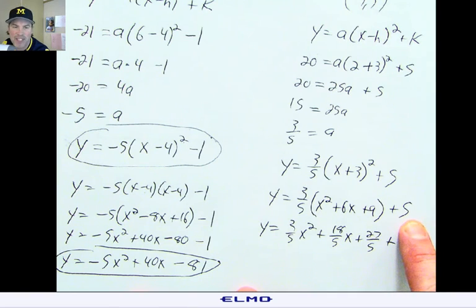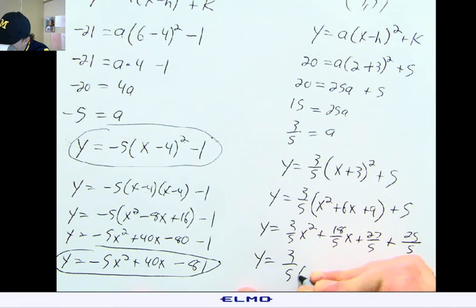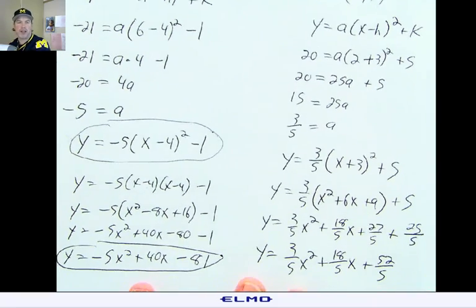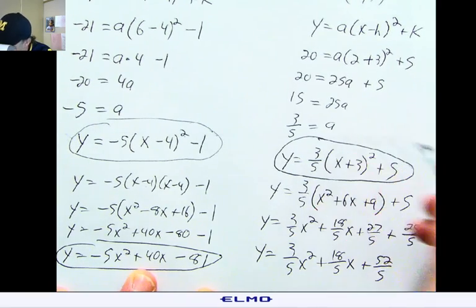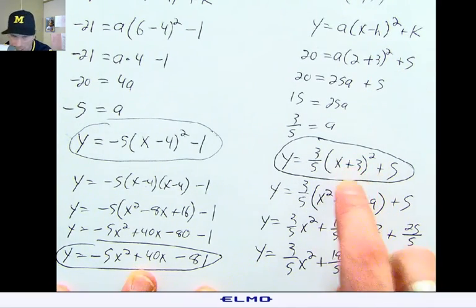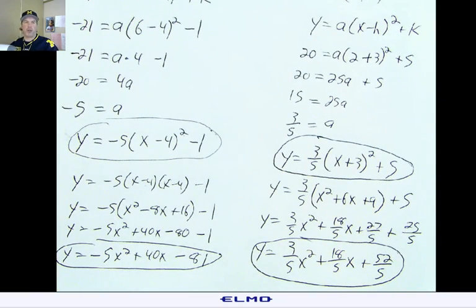I know that this 5 is going to need to be added to 27/5, so I'm just going to immediately get a common denominator of 5, which would be 25/5. Final answer, 3/5 x squared plus 18/5 x plus 52/5, the number of cards in a deck, 52. Don't forget to circle those answers, because this answer is kind of hidden in the middle, so it's really important to circle it. Standard form answer, or general form, depending on what they're calling it that day at the end. Don't forget about the y equals.